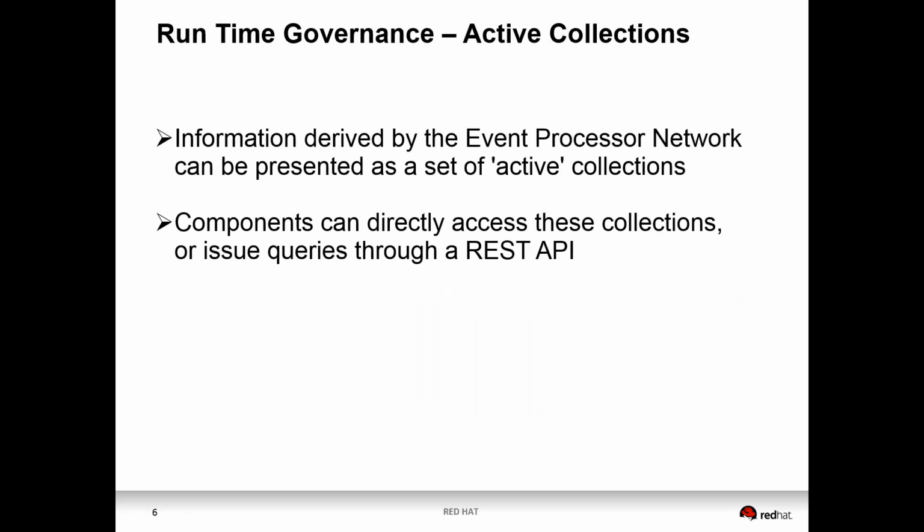So now the active collection mechanism provides a capability for storing processed events and derived analysis information in a manner that the end user can access. It also notifies the end users or applications when any changes occur. Of course, components can directly access these collections or issue queries through the REST API.